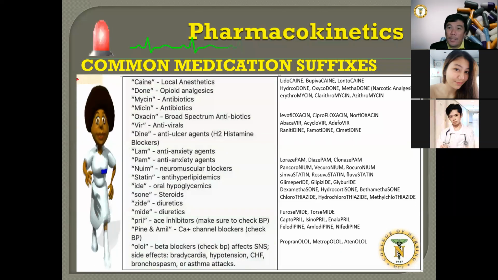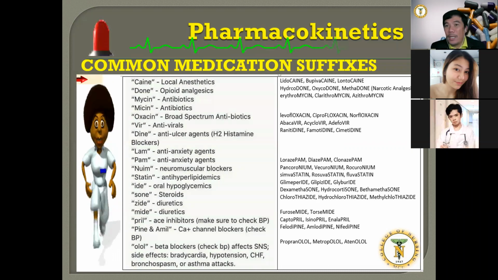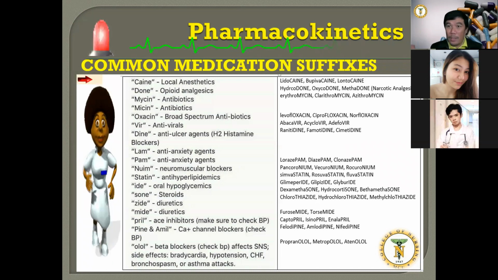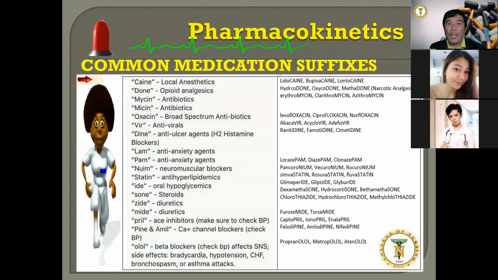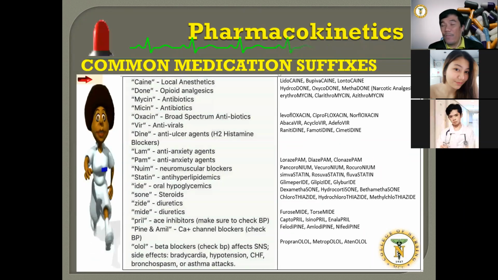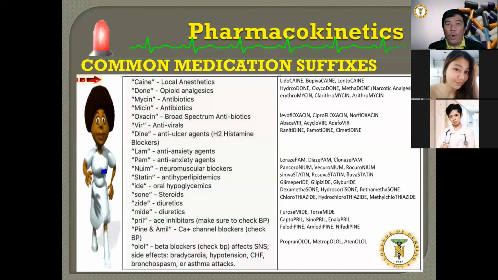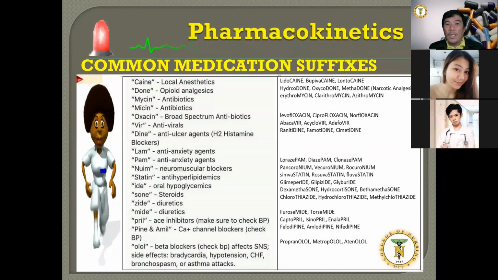So we differentiated the mycins as the first to second generation antibiotics, but when we talk about broad spectrum antibiotics, these are the drugs or antibacterials whose mechanism of action is to inhibit the growth of both gram positive and gram negative bacteria. Those drugs are classified with the suffix ending in oxacin. Okay, so levofloxacin, ciprofloxacin, norfloxacin.